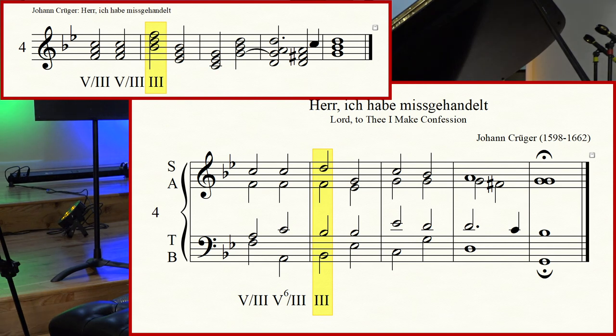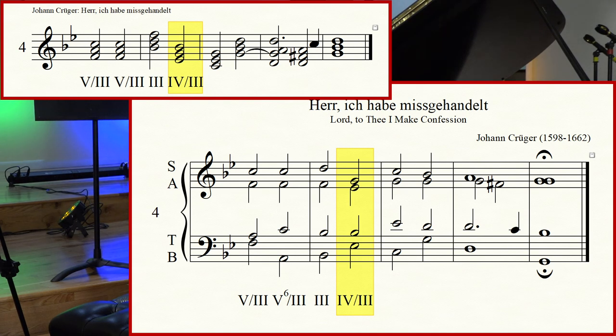How about the next chord? Next chord is a chord built on E flat: E flat, G, B flat. Well, this could be the chord of the 6. G, A, B flat, D, B flat, C, D, E flat. Okay, 6 in G minor.